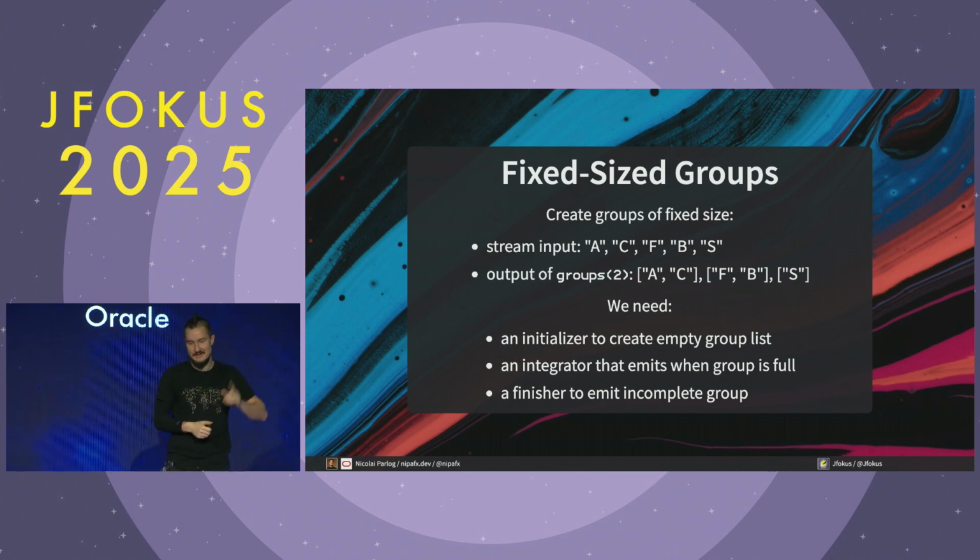So this is something where it fell apart. If you didn't have a finisher before gatherers, if you hacked your way through all of this and tried to implement this yourself, you couldn't get the last element out. So now you can. So we're going to look at how this works.